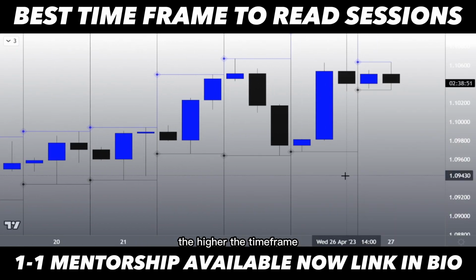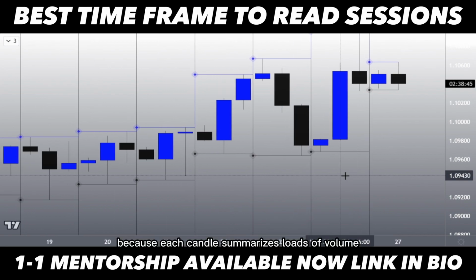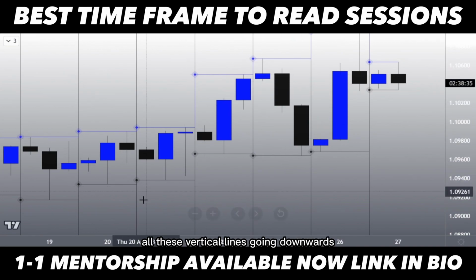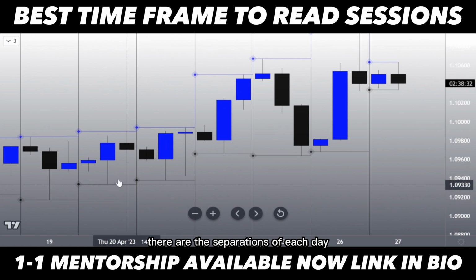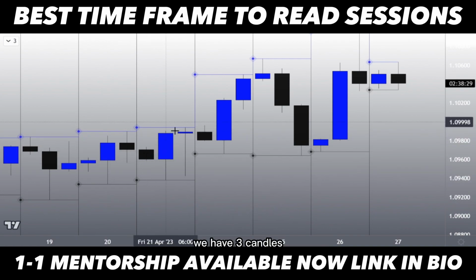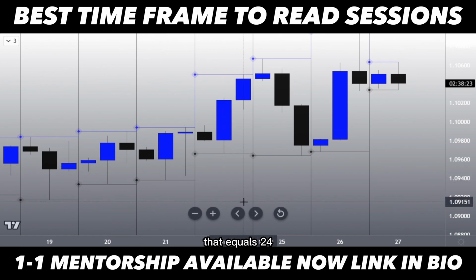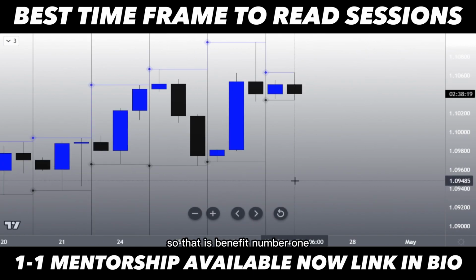The higher the time frame, the less time you need to spend understanding what is happening, because each candle summarizes loads of volume. All these vertical lines going downwards, they are the separations of each day. So in each day we have 3 candles, which is 8 plus 8 plus 8, that equals 24, which means that's a whole day. So that is benefit number 1. It is that 8H can summarize the sessions and help you to have an overview of what's happening in each session with one simple candle.